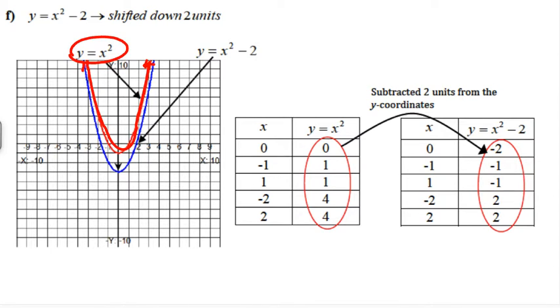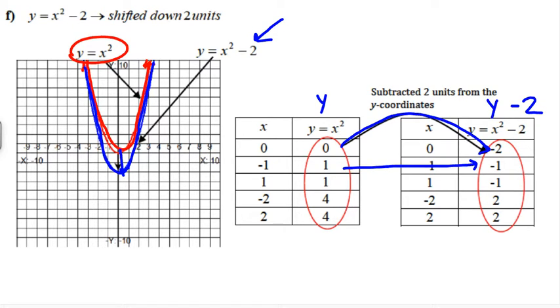And now we have a minus 2. So remember what a minus 2 does? It shifts it down 2 units. So here is our parabola shifting down 2 units. So we're going to take those y values, here's our new y values, and we're going to subtract 2. So 0 subtract 2 is negative 2. 1 minus 2 is negative 1. 1 minus 2, negative 1. And you continue that. And then these would be your new ordered pairs of your new transformation.